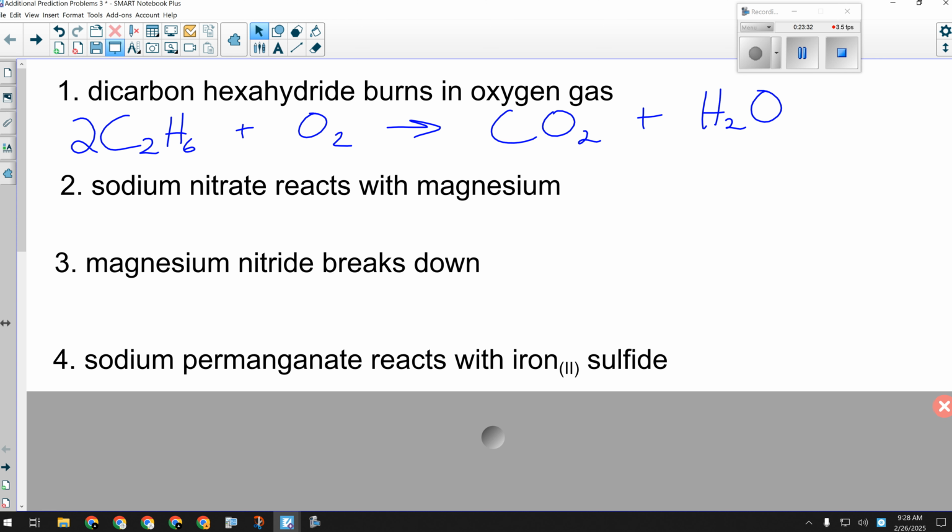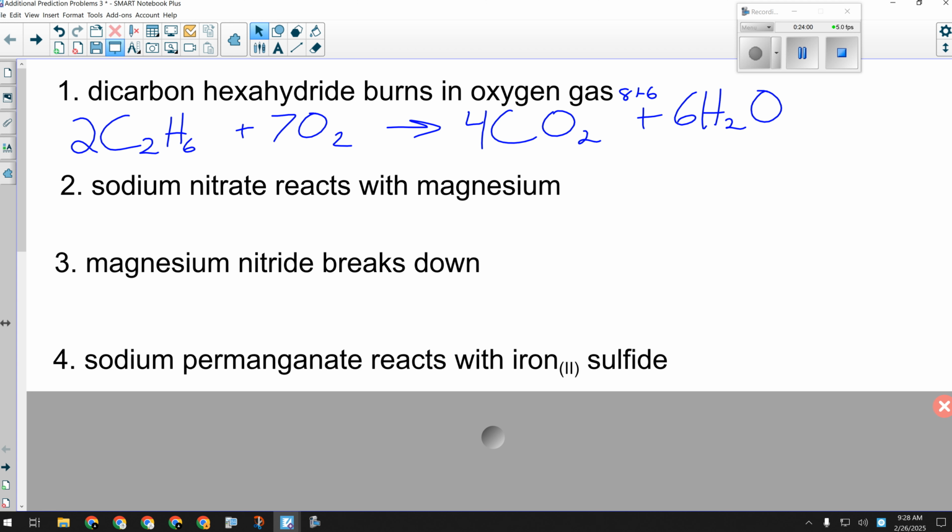Then start with carbon. 2 times 2 is 4, so I'll put a 4 over here. 2 times 6 hydrogens is 12, so 6 times 2 hydrogens is 12. And then I'll look at my oxygens. 4 times 2 is 8, plus 6 times 1 is 6, so that's 14. 7 times 2 is 14. It doesn't really change anything.